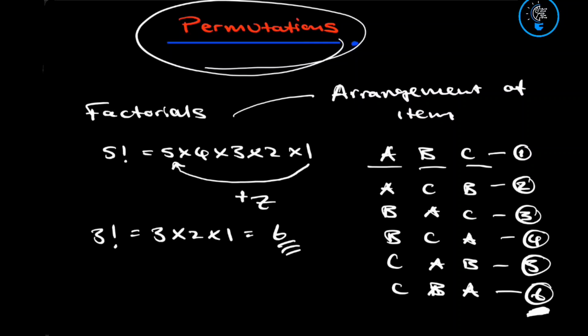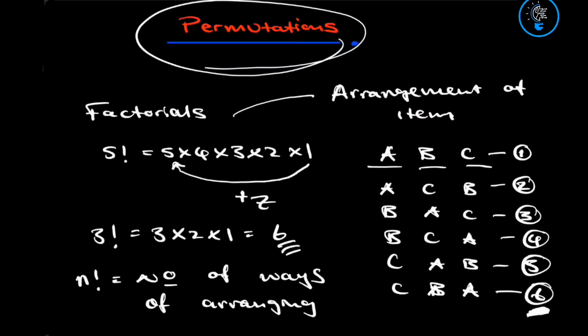By the way, this is the other way of defining what a factorial is. You can define n factorial as the number of ways of arranging n objects. So in this case, we imagine that the number of objects given is n. So just the number of ways of arranging n objects on a line.